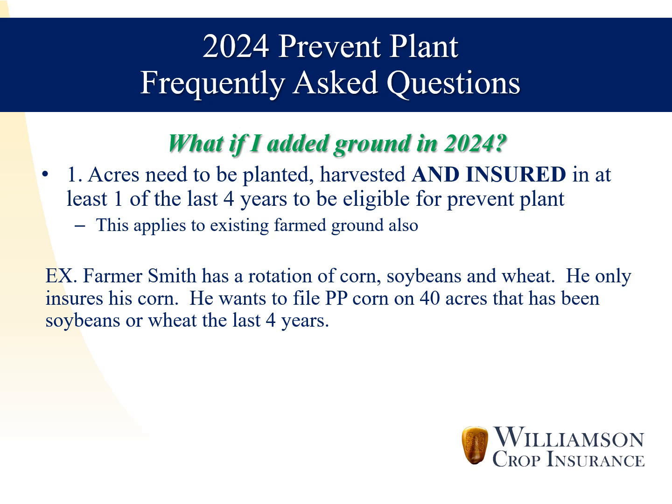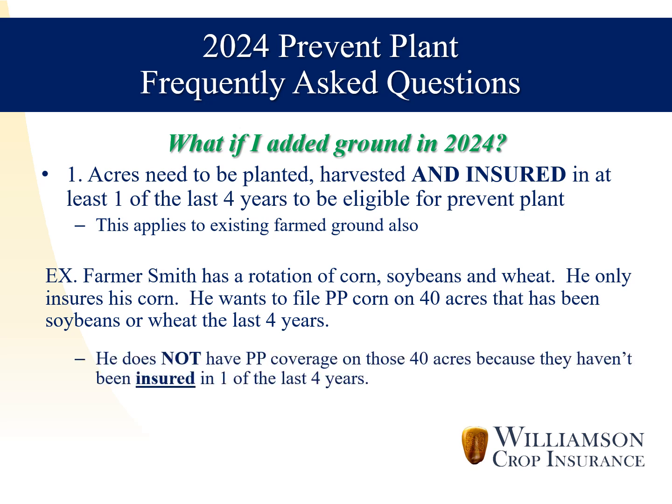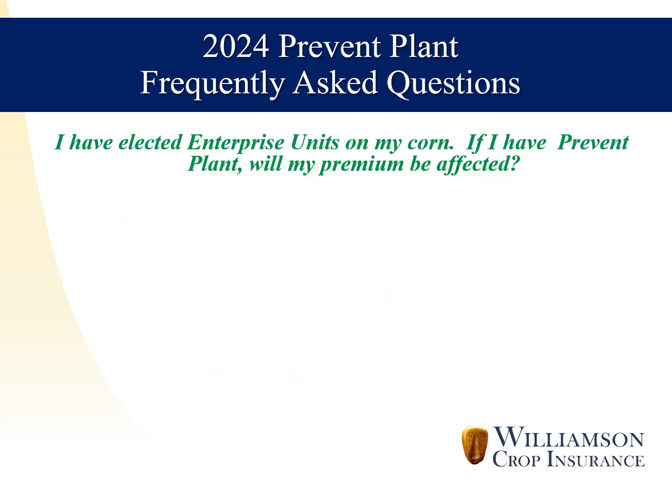Another example I think we could run into is this one. So Farmer Smith has a rotation of corn, soybeans, and wheat. He has only insured his corn recently. He wants to file prevent plant corn on those 40 acres that has been beans or wheat the last 4 years. He's not eligible to do that. And the reason is even though he's owned it and has planted it and harvested for years, he's only insured corn. In the last 4 years, it's been beans or wheat. He does not have prevent plant coverage on that field because it has not been insured in one of the last 4. So something to remember as we're dealing with the little bit of the wet spring that we have.